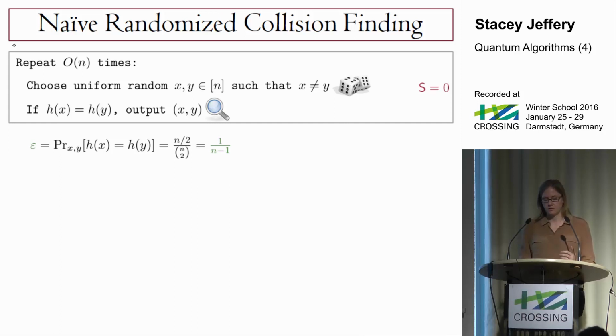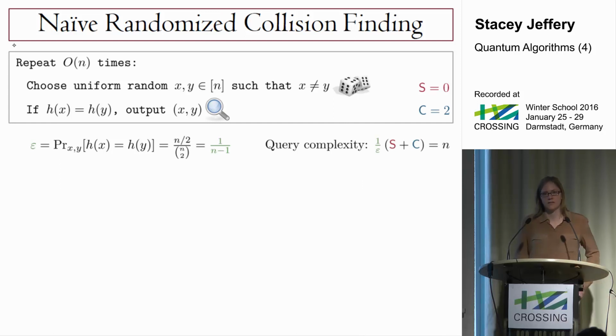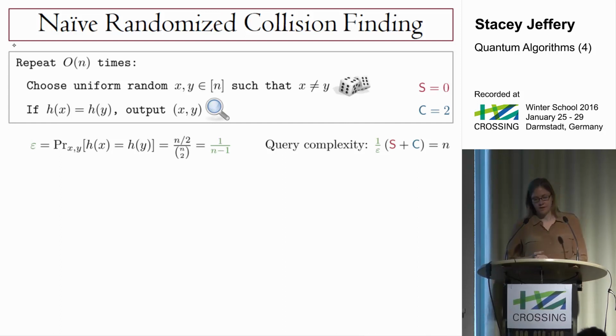So that's why choosing a uniform random x and y has query complexity 0. And then checking if h of x is equal to h of y has query complexity 2, because we have to compute h of x and we have to compute h of y. And we repeat this n times, so the total query complexity is big O of n. So this is a very naive algorithm for collision finding, and it's not a very good algorithm. We can do much better than this.